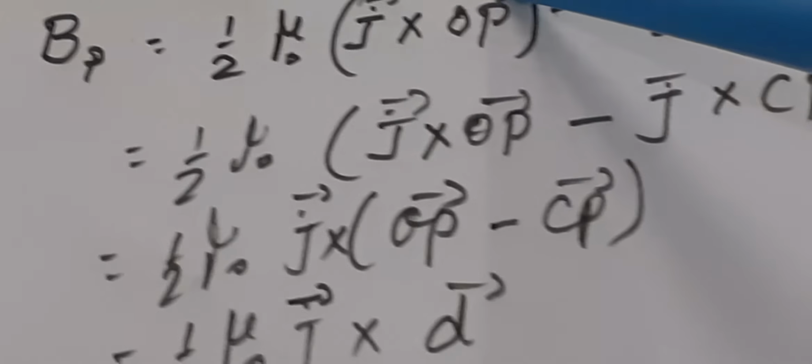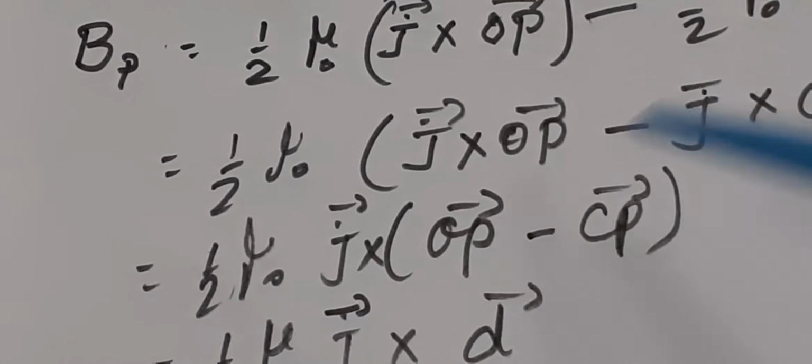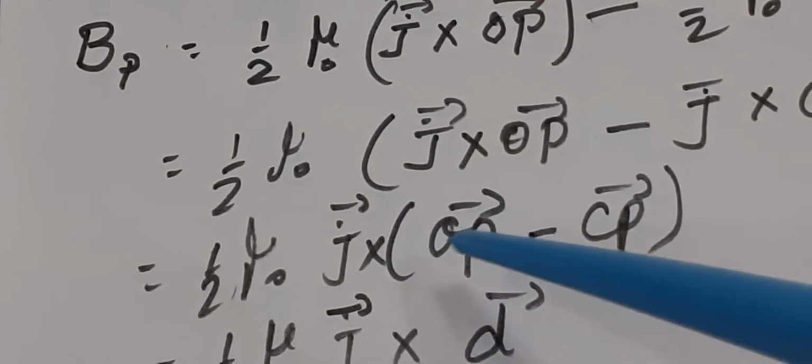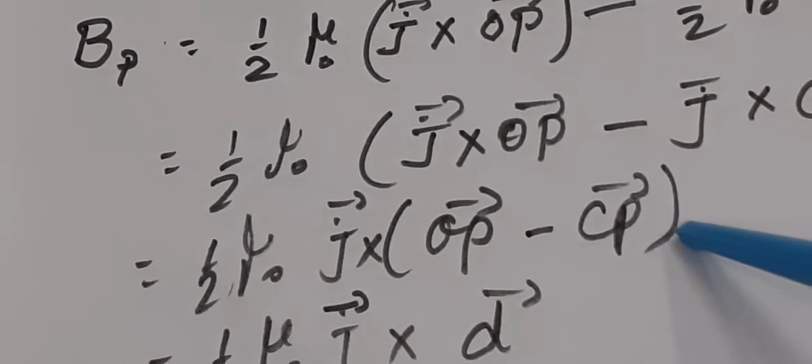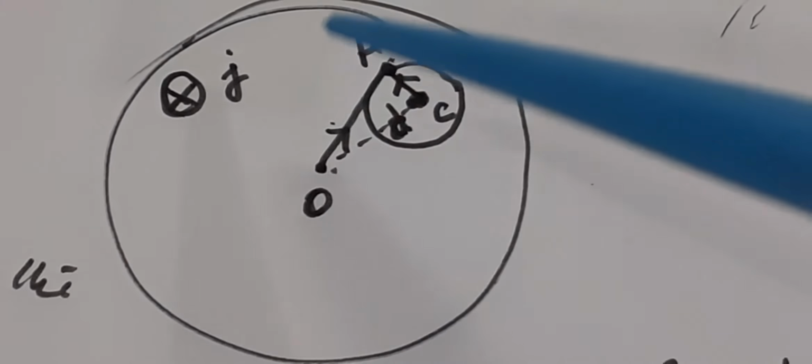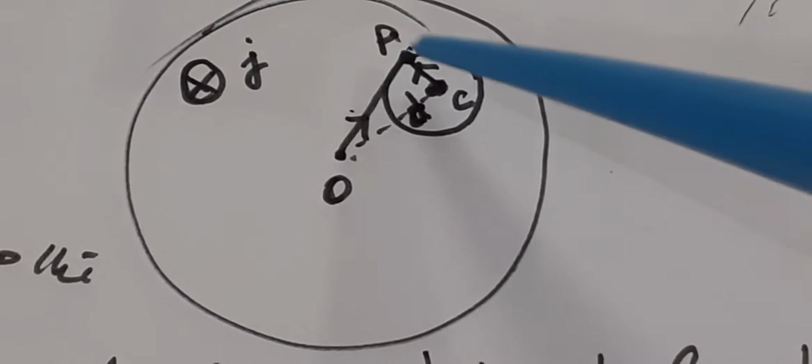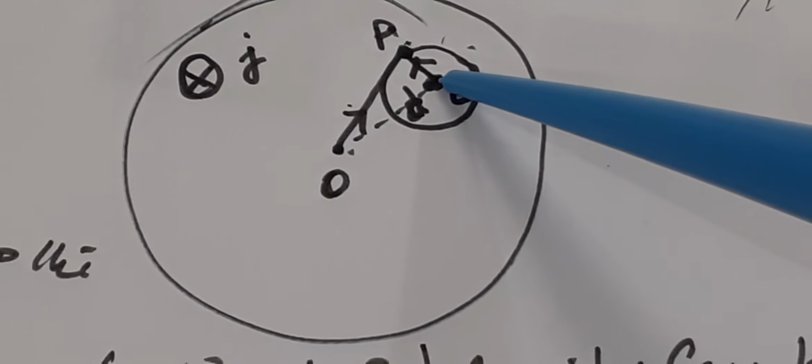So half mu naught. This is also cylindrical. J cross CP will come. Now half mu naught can be taken common. We can write from here J cross (OP vector minus CP vector). You can see in the diagram, OP vector, this one, and from here to here, of course, minus CP.